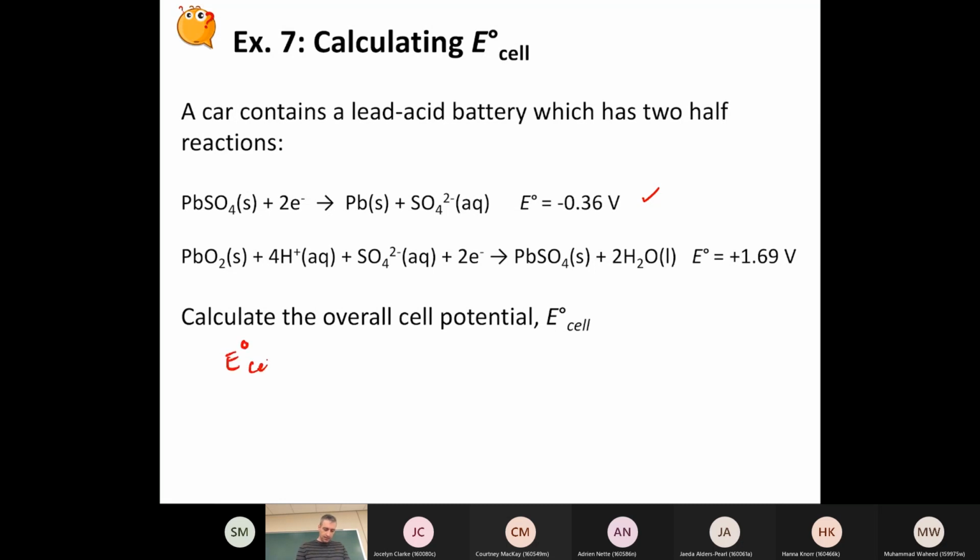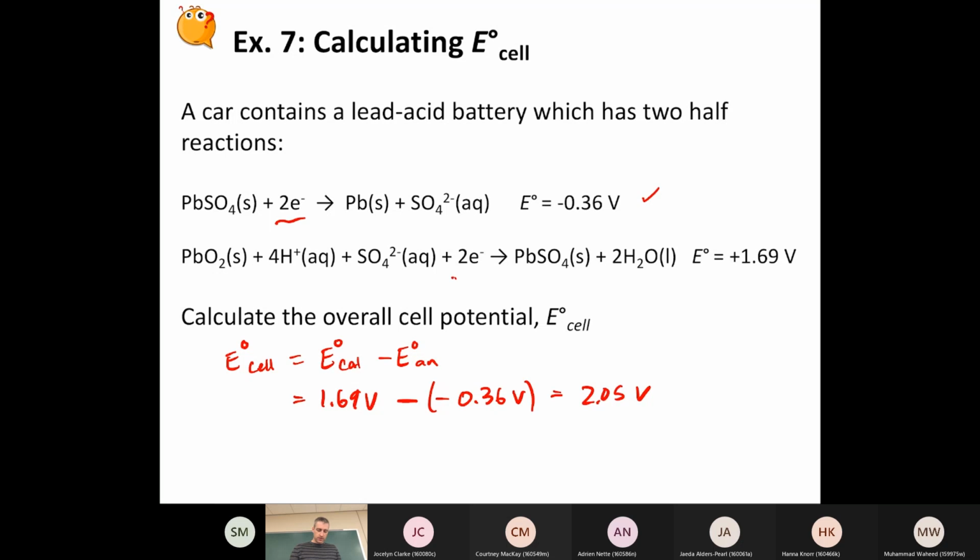Well, E0 cell is E0 cathode minus E0 anode. It's not telling us what the cathode and anode are, but it doesn't have to tell us. We know in the spontaneous direction, the cathode is going to be the one that's bigger. 1.69 volts minus, the other one is negative 0.36 volts, equals, can we do that in our heads? 2.05 volts. Yeah, I think that's right. That's it. Really easy. We didn't have to rearrange anything.